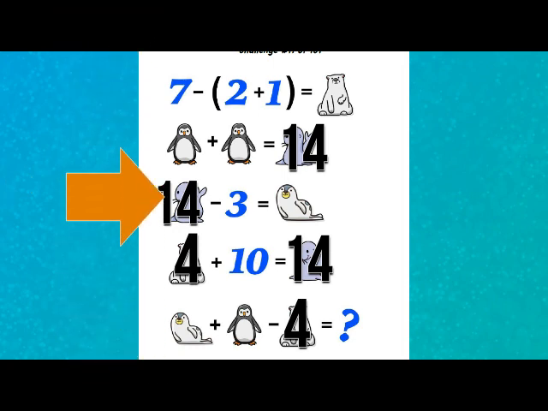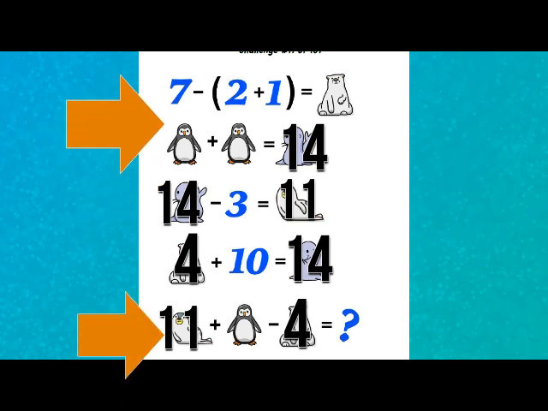So now I go up to the line right above that. The seal minus 3 equals the otter. I really hope that's an otter. I might need to study my Arctic animals. So the seal minus 3 equals the otter. So the seal is 14. 14 minus 3 equals 11. So the otter is now 11. So I'm going to fill 11 in wherever I see that otter. Then I go to the line above that.